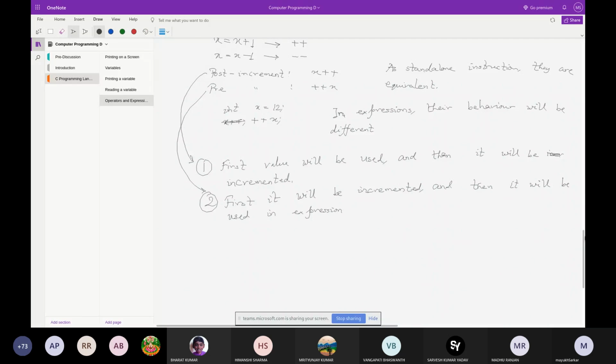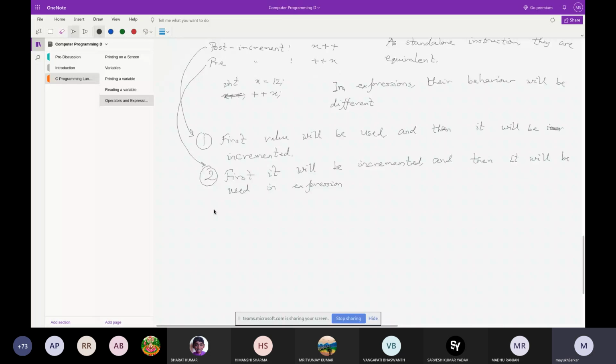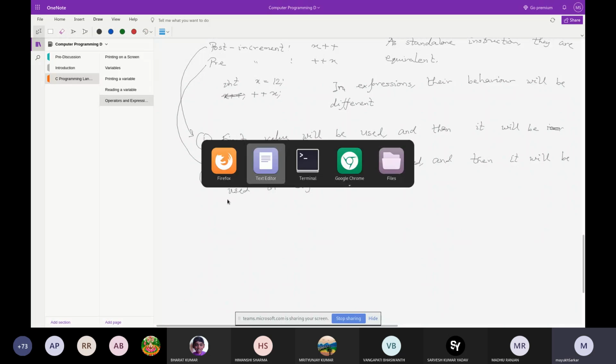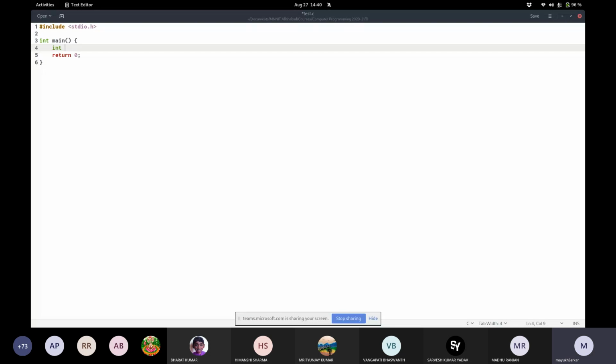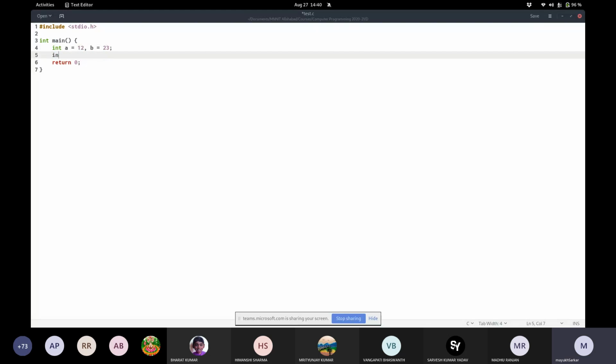Let me show this with an example. Show it directly here. Suppose int a is 12 and b is 23. Now suppose I'm writing int c is equal to a plus b. What will happen here? Because it is post increment, because plus plus comes later, a plus b will be done first, then a will be incremented.